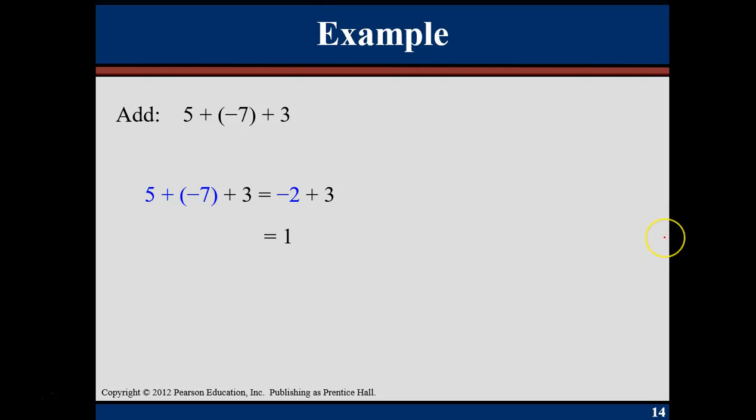If you have more than two numbers, start at the left and start working your way down. 5 plus -7. Well, the absolute value of 5 is 5, and the absolute value of -7 is 7. They're opposite signs, so I'm going to take the difference between the two, which is 2. But 7 is the bigger number, right? Bigger absolute value, so it gets to give the sign. So this is going to come out -2.